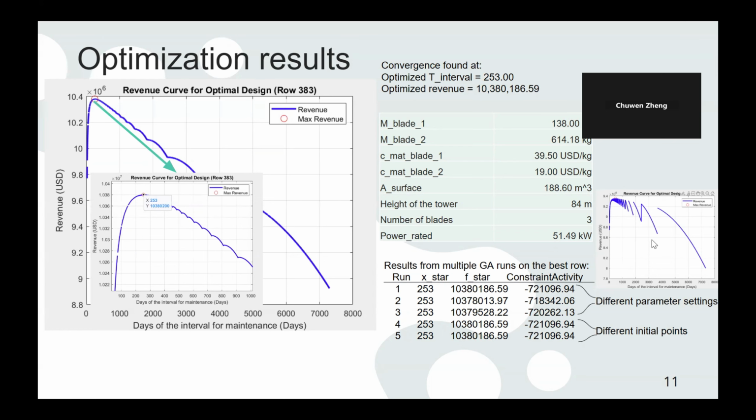Moreover, the figure to the right shows that altering certain parameters reshapes the revenue curve, but still preserves a global maximum in the same vicinity. Even though the revenue curve exhibits multiple local peaks, the significantly higher peak near 253 days still attracts the GA solution because its combination of selection, crossover, and mutation can effectively avoid getting stuck in those local optima. So despite those bumps, the global optimum at 253 days still consistently emerges.